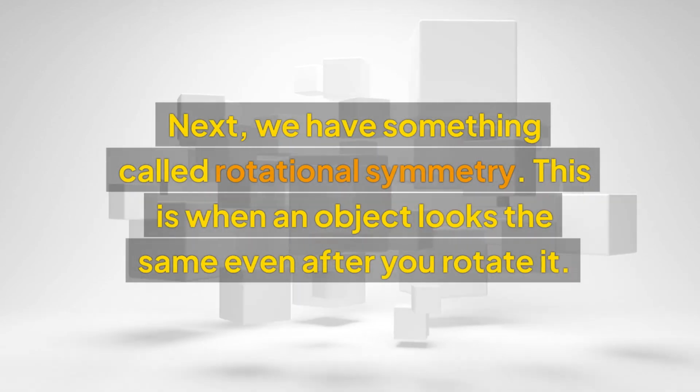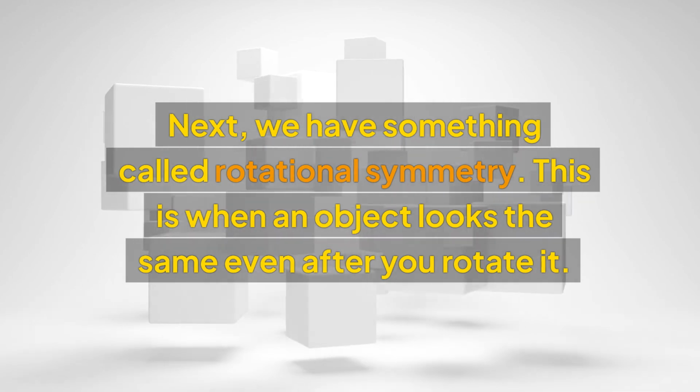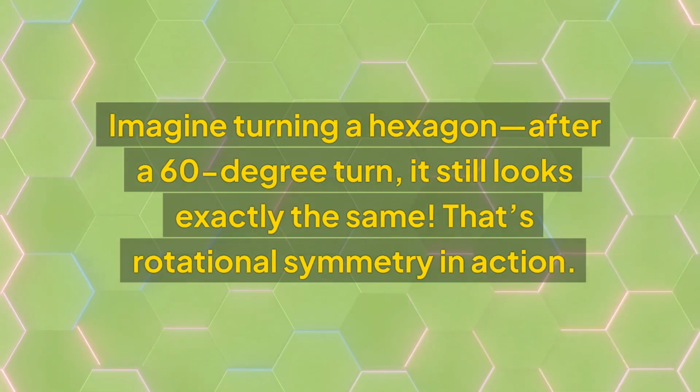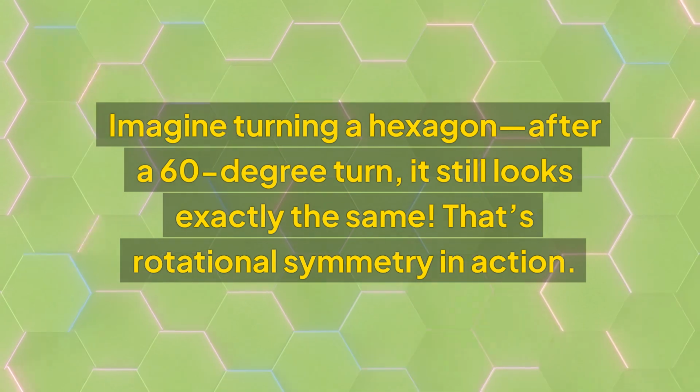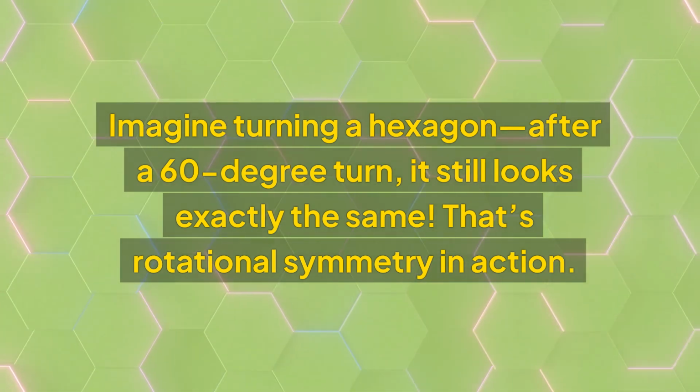Next, we have something called rotational symmetry. This is when an object looks the same even after you rotate it. Imagine turning a hexagon. After a 60-degree turn, it still looks exactly the same. That's rotational symmetry in action.